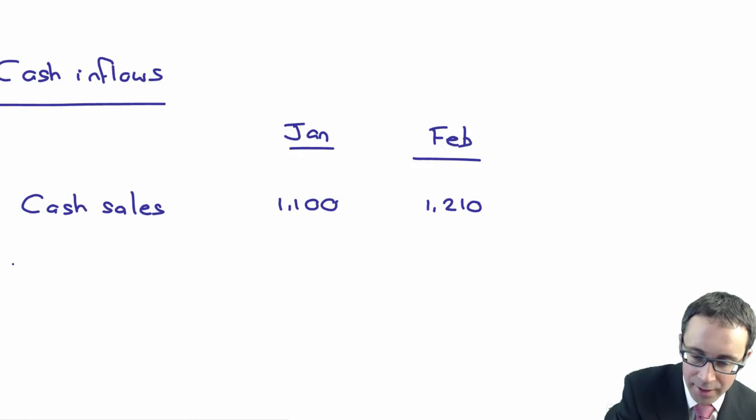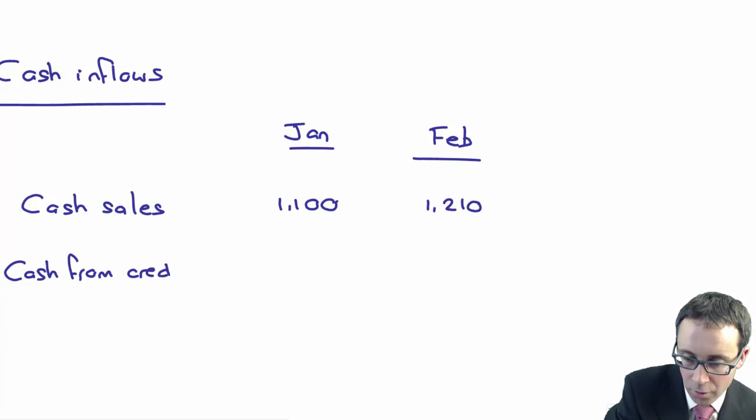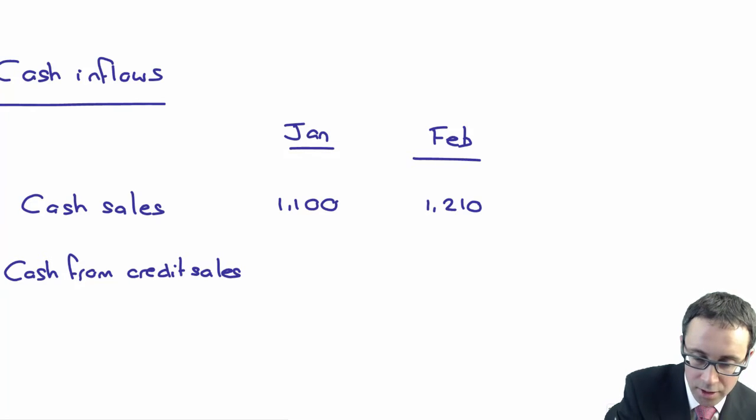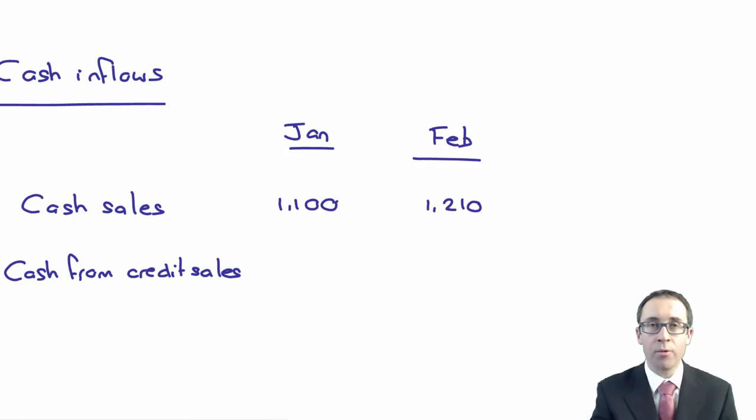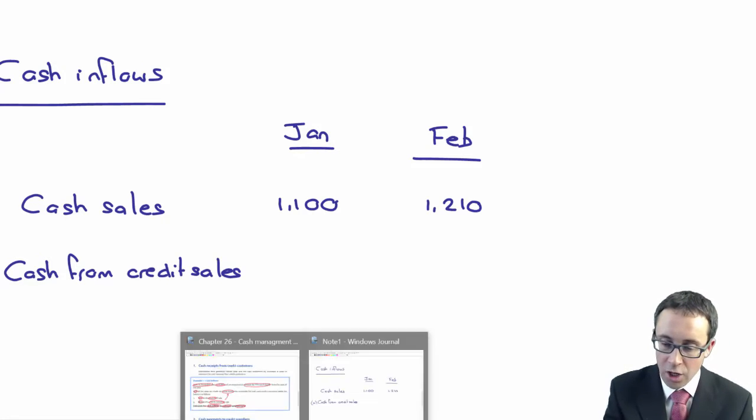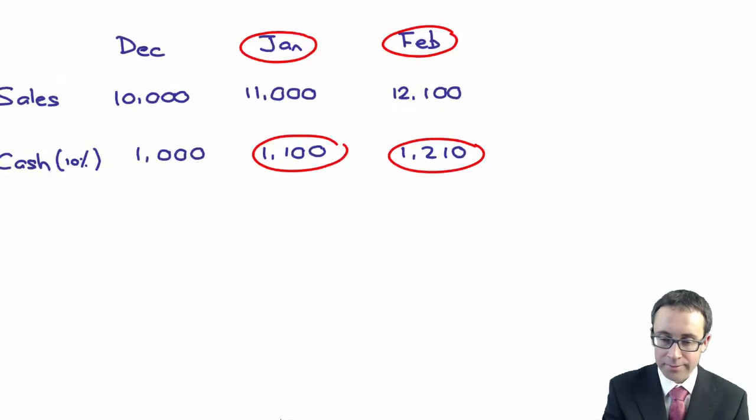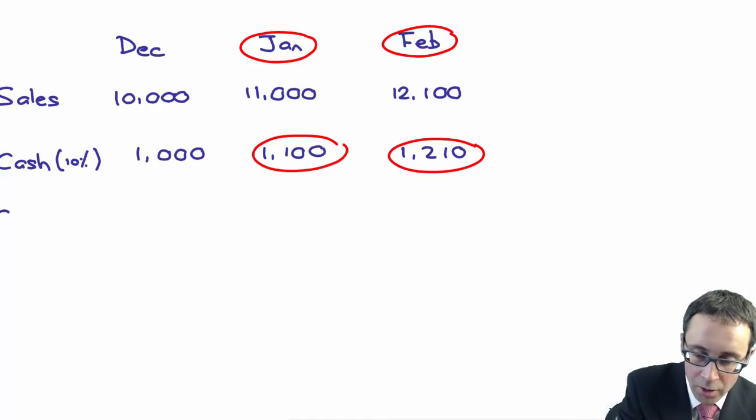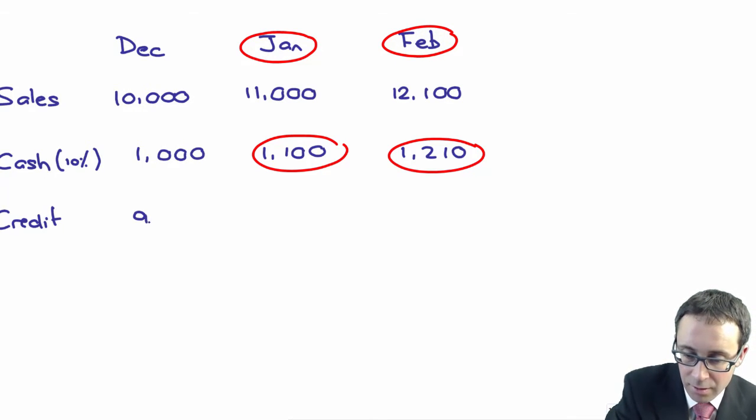Key bit that you've got now is you need to work out your cash from your credit sales. So that's where you need yourself a bit of a working, isn't it? So back to our working. If we're looking at the credit sales, that's the remaining 90%, isn't it?